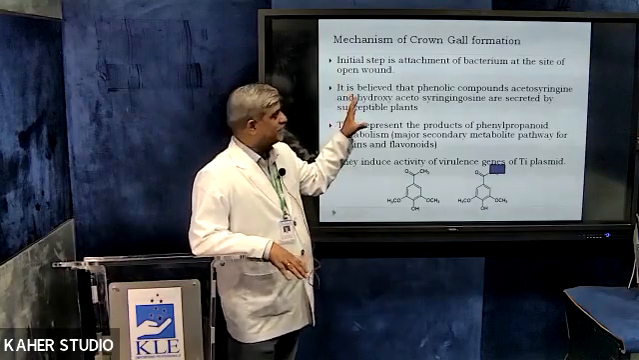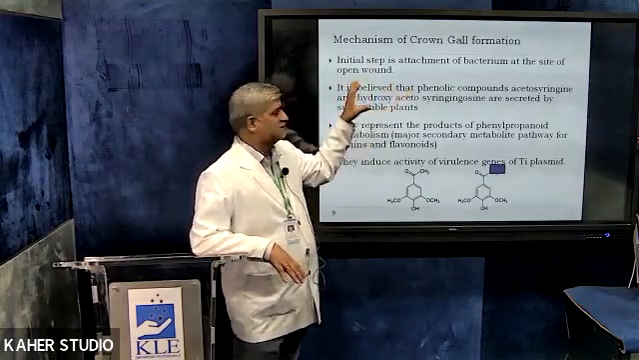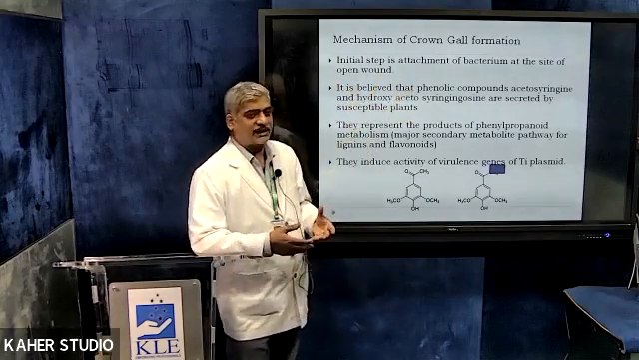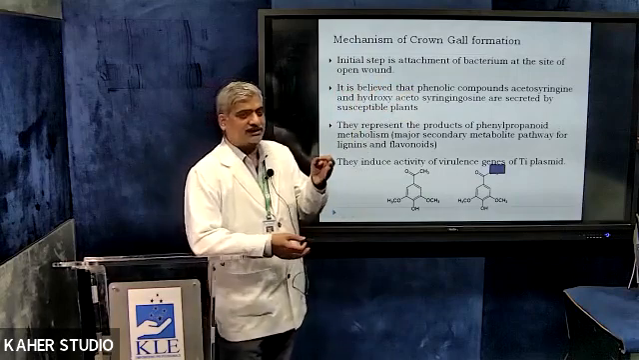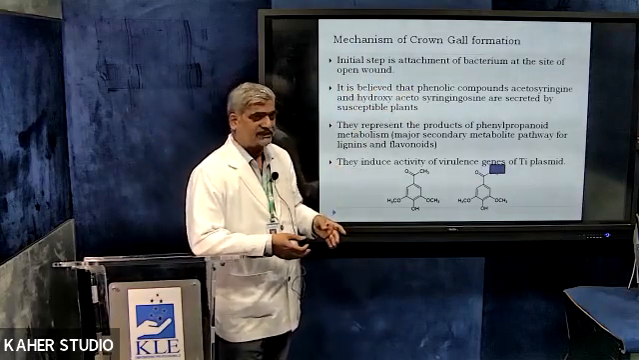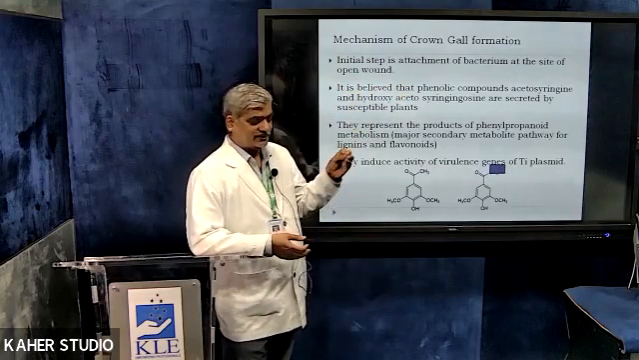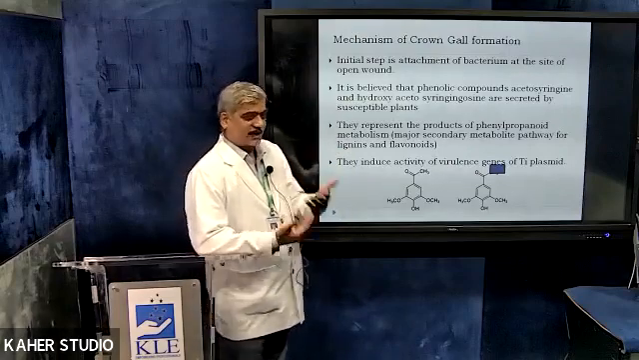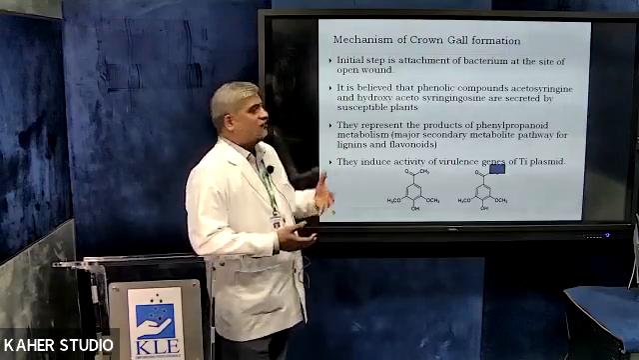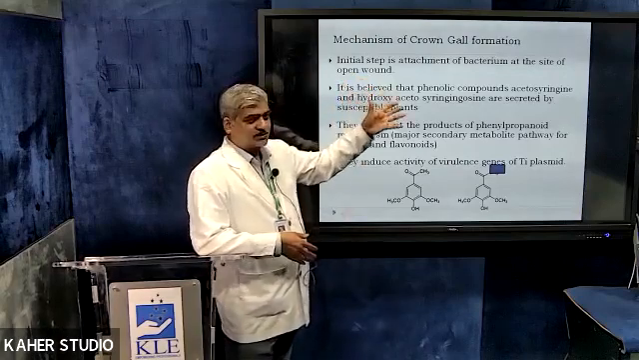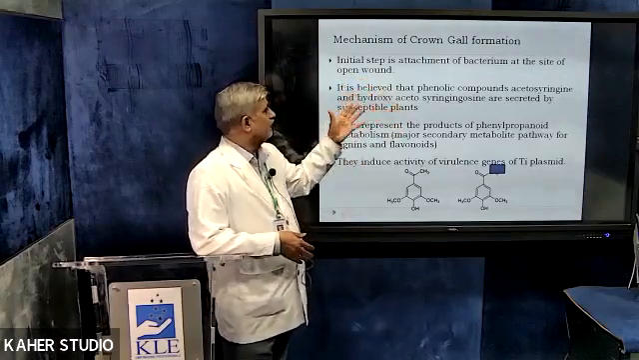The initial step is attachment of the bacterium to the site of an open wound. Simulation is done by the scientists in the laboratory, wherein the meristematic tissues or leaves are taken out and then cuts are induced, and they are subjected to this particular agrobacterium so that they can transfer the genes of interest. But in general, in nature, the initial step is attachment of the bacterium to the open wound.